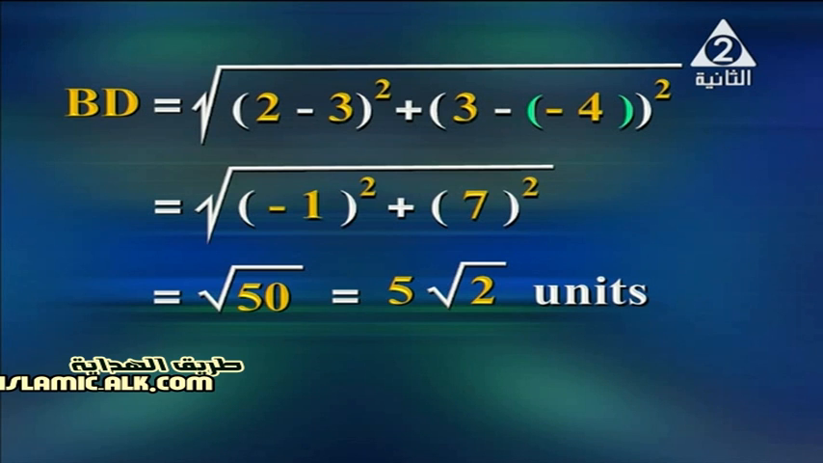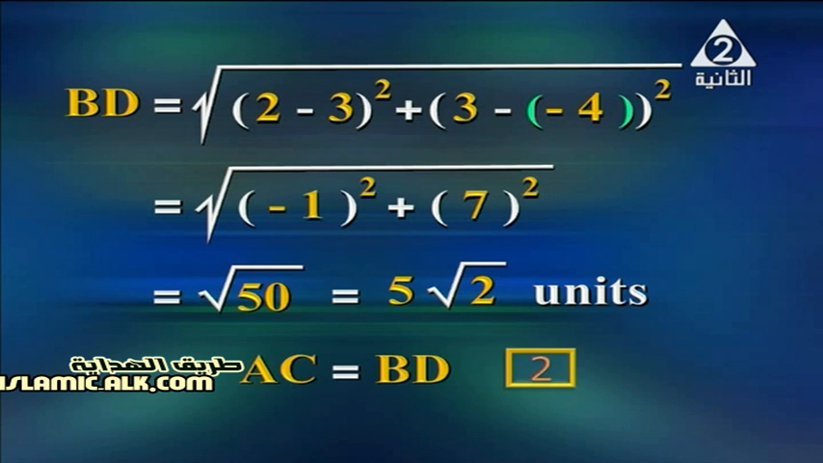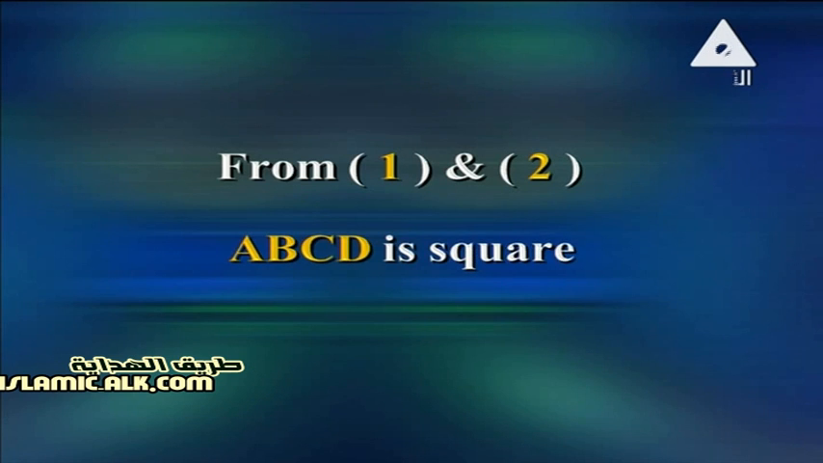Here you are going to notice that AC equals BD. It means that the two diagonals are equal in length, and this will be denoted by number 2. From 1 and 2, you are going to notice that the figure ABCD will be a square.